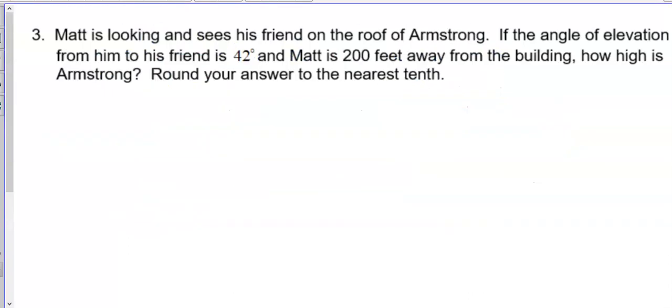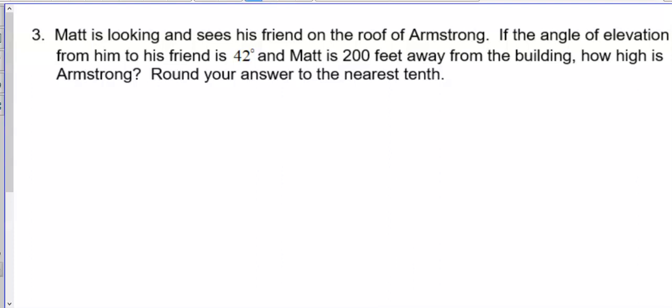All right, moving on to some word problems. We have Matt here. Matt is looking and sees his friend on the roof of Armstrong. If the angle of elevation to him and his friend is 42 degrees and Matt is 200 feet away from the building, how high is Armstrong? Round your answer to the nearest tenth.